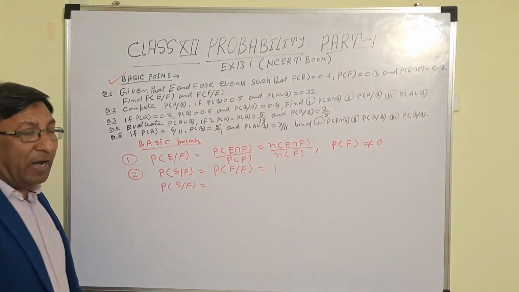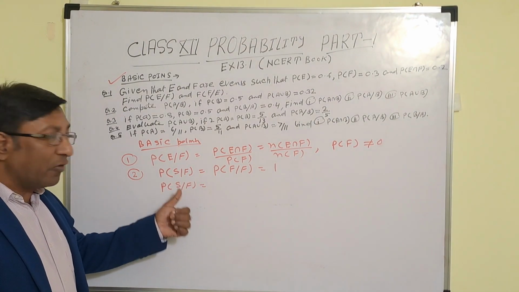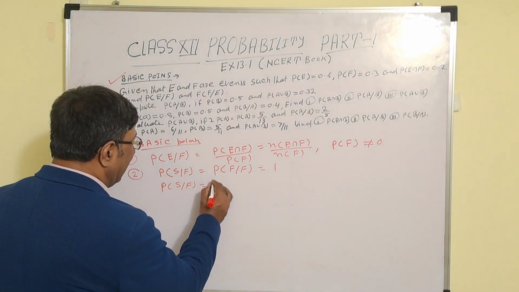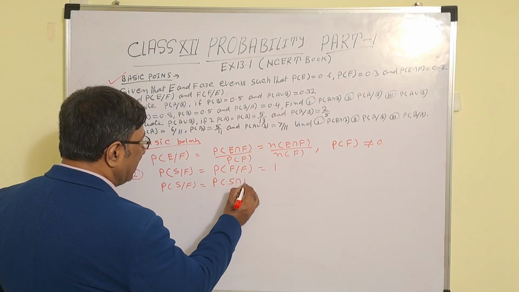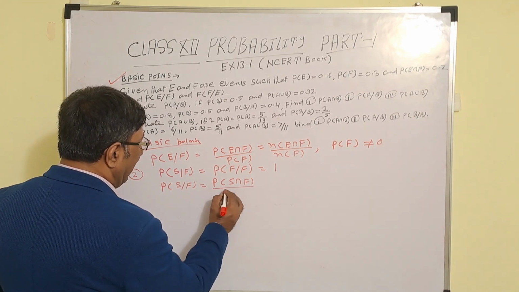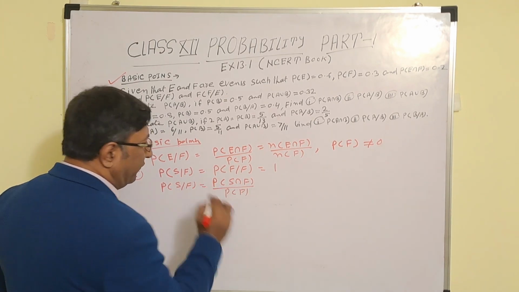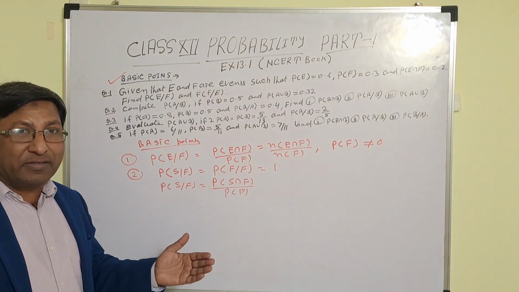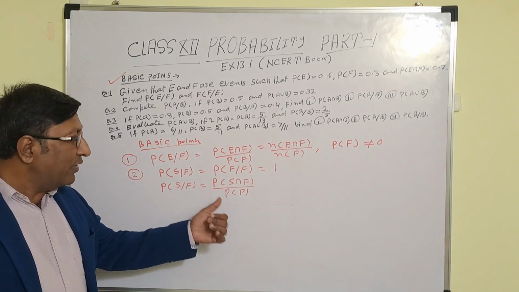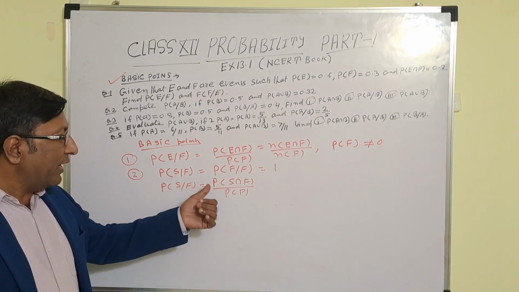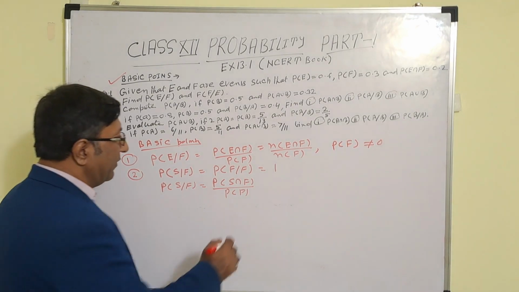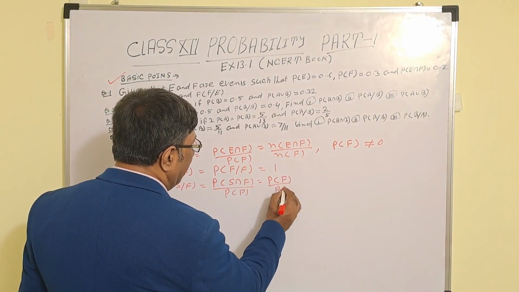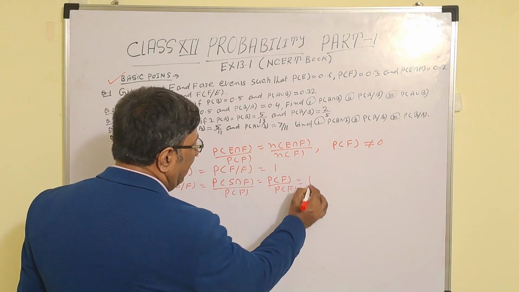So you can prove this also. Here probability of S by F is probability of S when F has already occurred. So from formula number 1 we can write probability of S intersection F divided by probability of F. Now you know S intersection F: S is the total sample space, F is any event from the sample space, so the intersection is only F. So you will get probability of F divided by probability of F. So this will be 1.